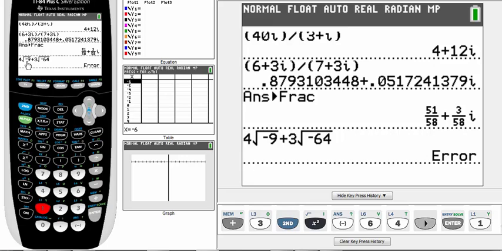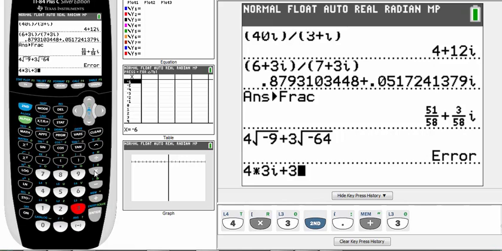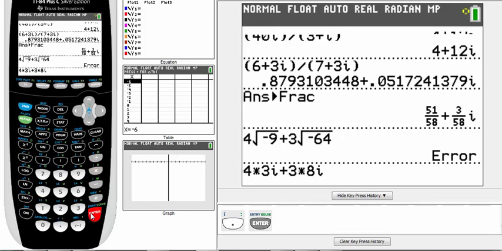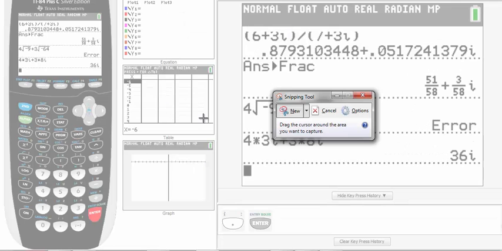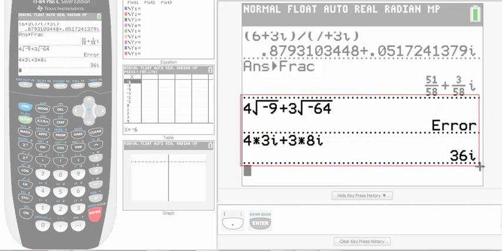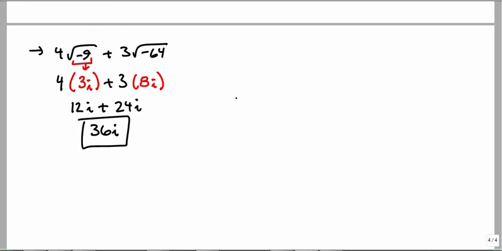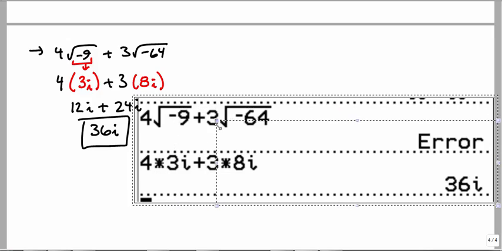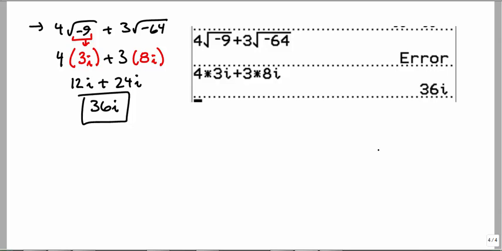Now if you recognize that this was 3i, you could put in 4 times 3i using your second i key, plus 3 times 8i, I believe we had. And then it can deal with it. You have to put it in i first. Otherwise, it does not know what to do. It's kind of stuck. So for these types of problems, you kind of have to help your calculator out just a little bit. You have to simplify it before you input it into the calculator. So that's another type of problem that you'll run across in your homework sets.